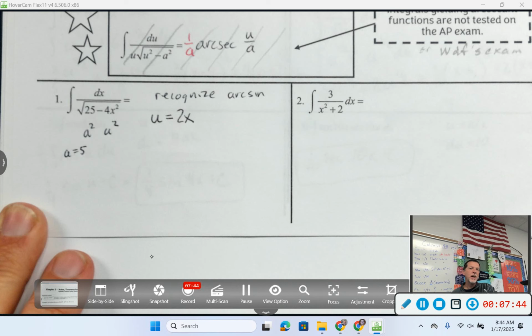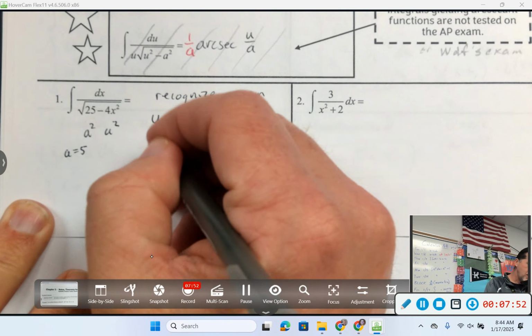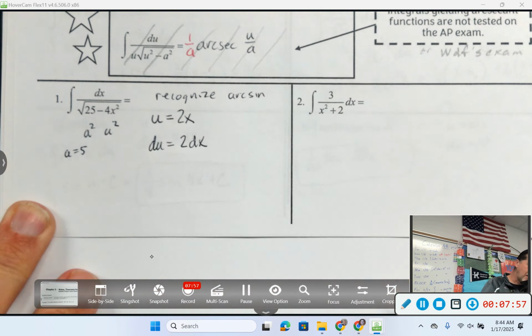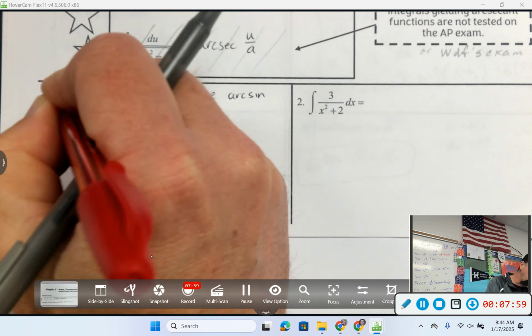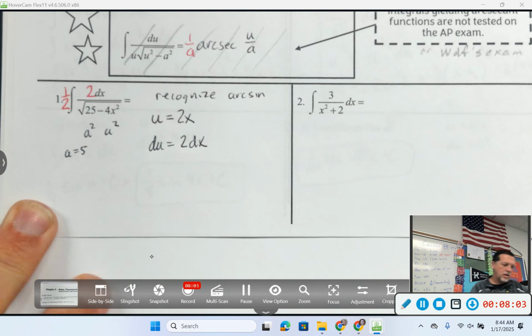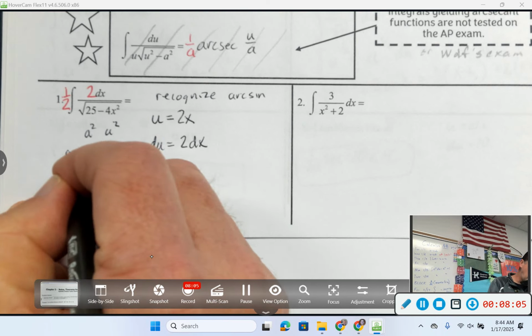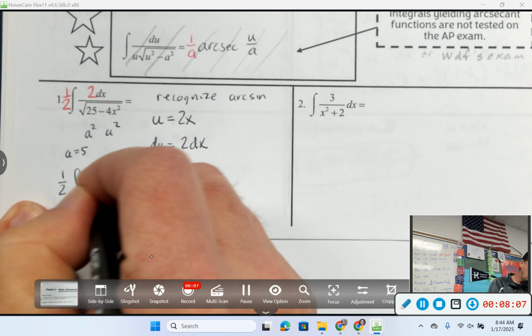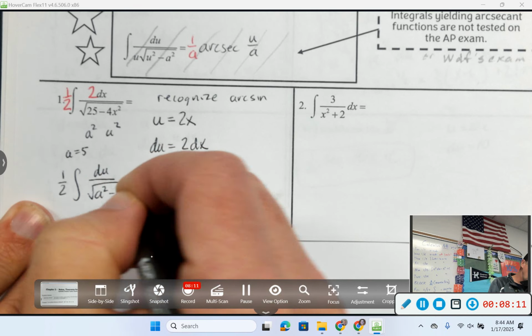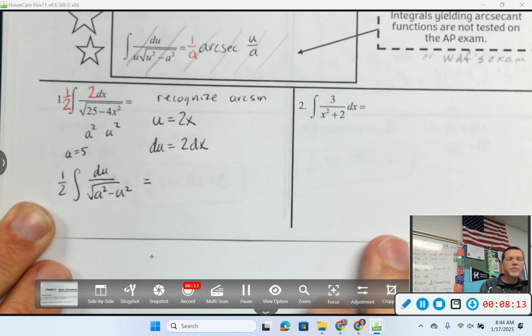Oh, I bet you can know what we're about to do. If u is 2x, almost every time we've used the u substitution, what did we do next? du. So what's du? 2 dx. All right, I can handle that. Fix it with a 2. So now I've got 1/2 antiderivative du over the square root of a squared minus u squared.